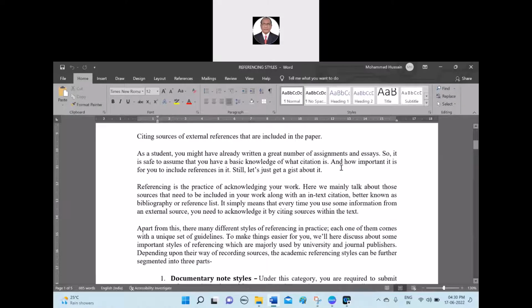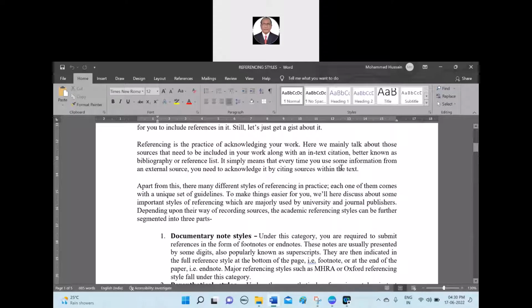So here, under the documentary note style, you are required to submit the references in the form of footnotes or endnotes. A footnote comes at the bottom of each page, and the endnote at the end of your work. That is the difference between the footnote and endnote. Those notes are usually presented by digits, also popularly known as superscripts. Generally the body font is Times New Roman, size 12, whereas the footnote is 10 point, and the same Times New Roman is used there.